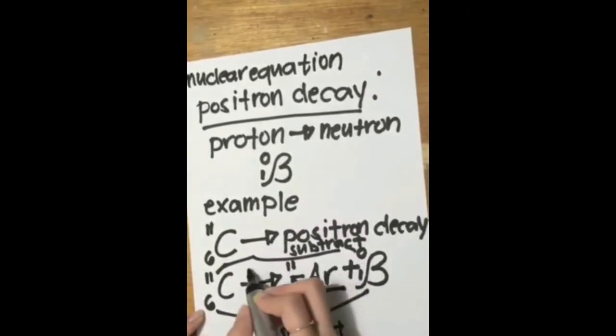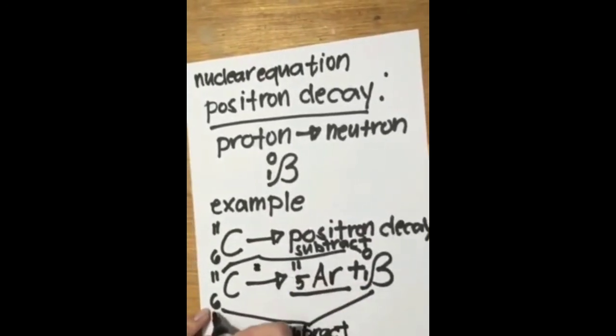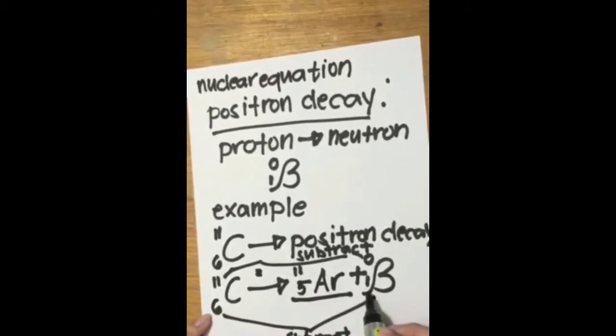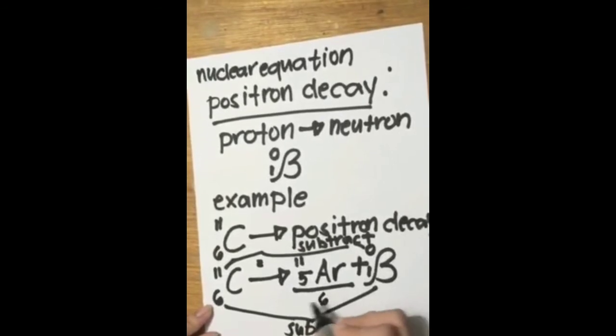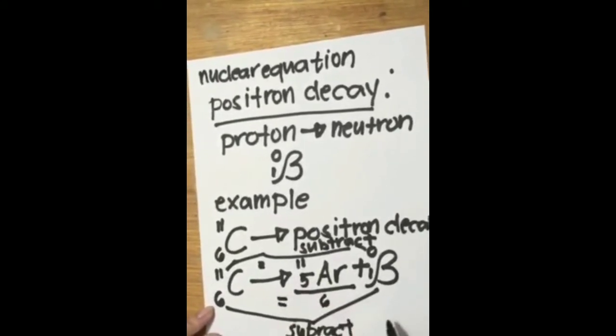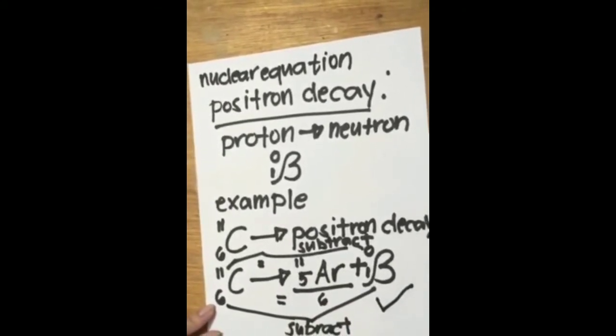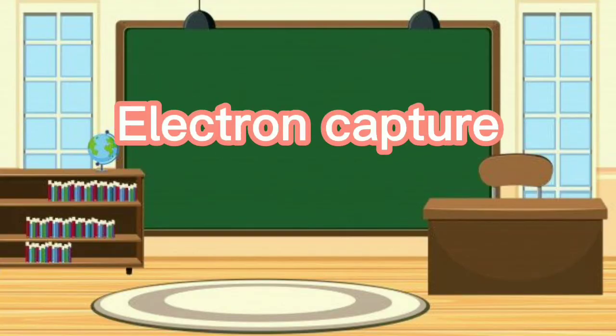In order to find out if the equation is balanced, let's first see if the atomic number and atomic mass are equal. If they are equal, the nuclear equation is balanced.